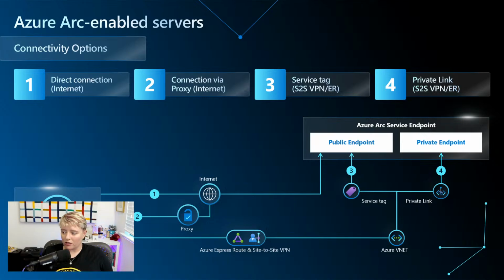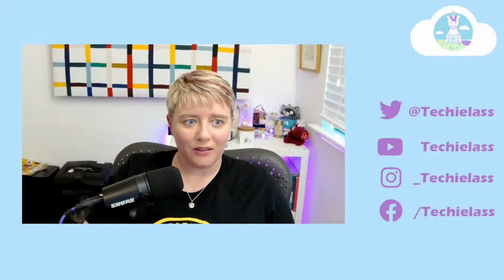But we're seeing lots of customers actually use ExpressRoute and site-to-site VPN for that connectivity, as opposed to a proxy. But again, it is an option. You have those 3 different options: direct connection through the internet, through a proxy, or through ExpressRoute or your site-to-site VPN. Those are the options we have at the moment for you to connect. But there are some things coming that will change that. So definitely tune into my weekly podcast, and I'll be announcing new updates whenever they come out, so you can catch up on those feature additions.